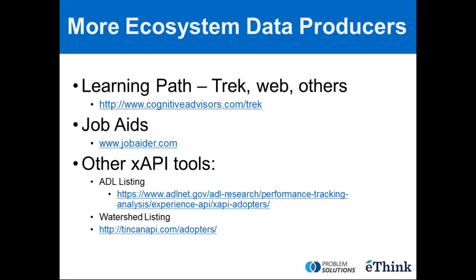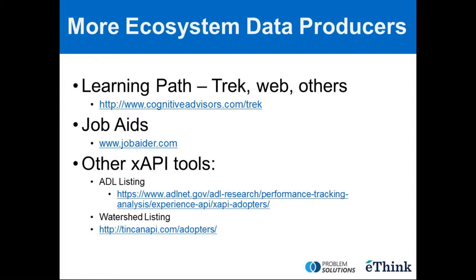Learning path. This is hard. When I mentioned 70, 20, 10, and I said it's extremely difficult, I've seen a number of attempts at doing that. There's a product called Trek from a company called Cognitive Advisors, and it works with Moodle to help enable learning paths and build coaching and apprenticeship models to support your users. There's a new tool that I saw recently called Job Aider, and Job Aider is xAPI enabled and will push data into your learning ecosystem. Certainly there are more, and there are other content management type systems that produce xAPI data.